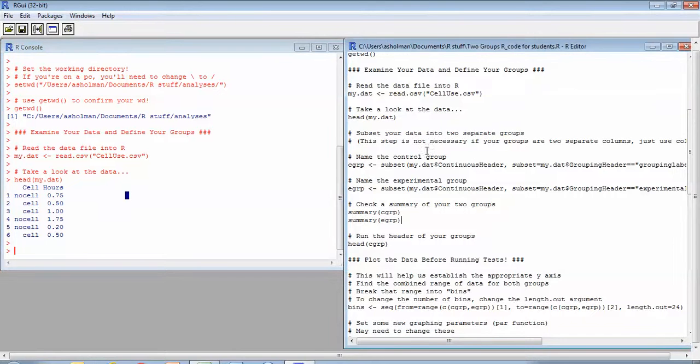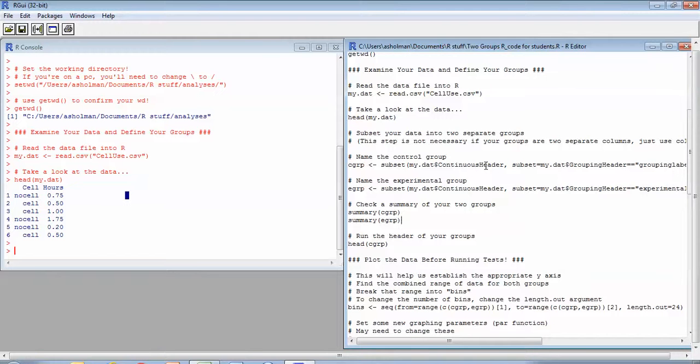So the next thing we want to do is subset our data into two groups, our control group and our experimental group. This wouldn't be necessary if our groups were in separate columns. We could just use the separate column headers. But since our PhLab data is formatted like this, I'm going to show you how to do it. Once you have this script, it's not hard to do.